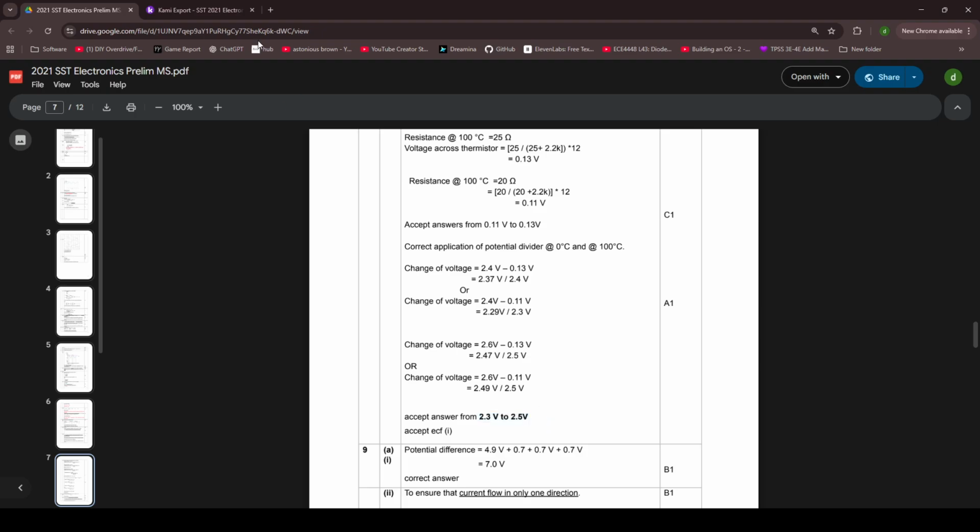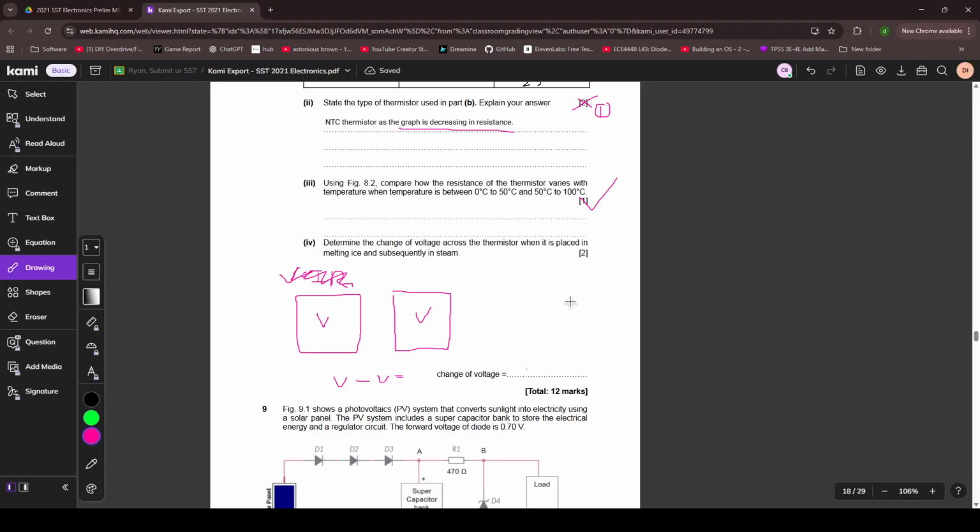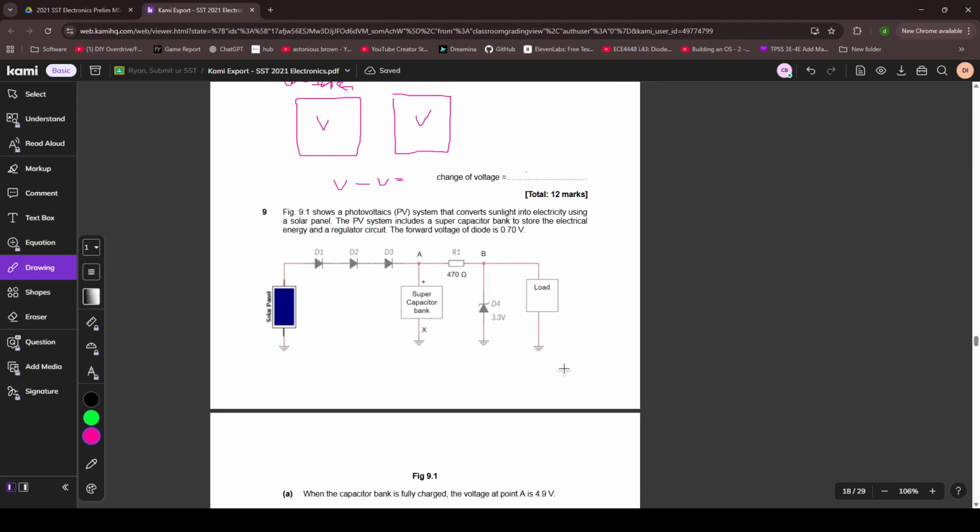Oh, okay, yeah. No, I thought the answer was 2.3 to 2.5, but never mind. Yeah. Anyway, okay. Super capacitor bank, tough lah. Bro, this is such an old-fashioned system. Oh my gosh, bro. That's so bad. Okay, anyway.